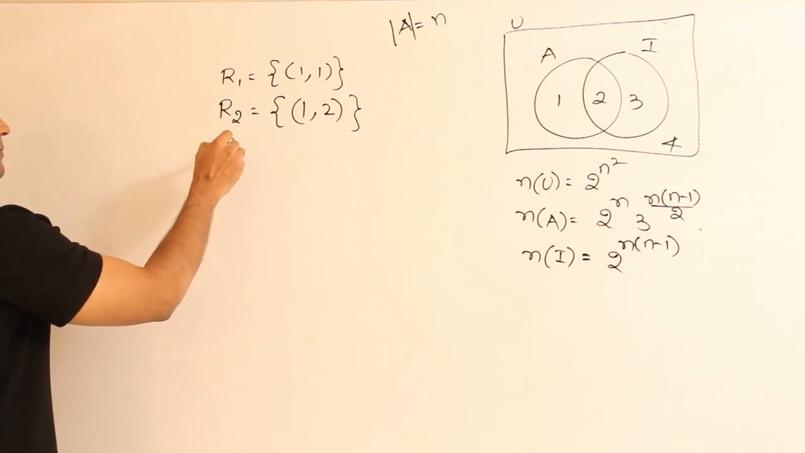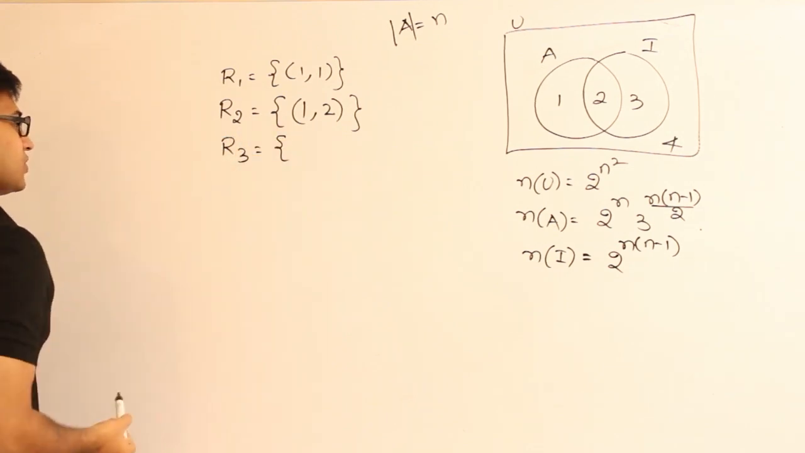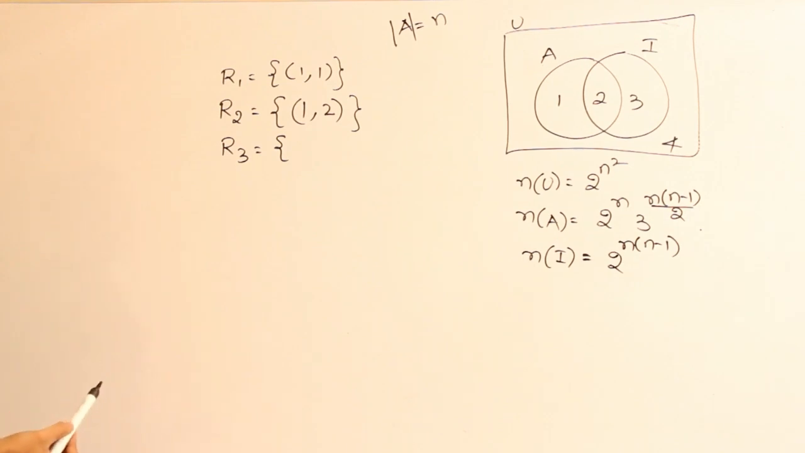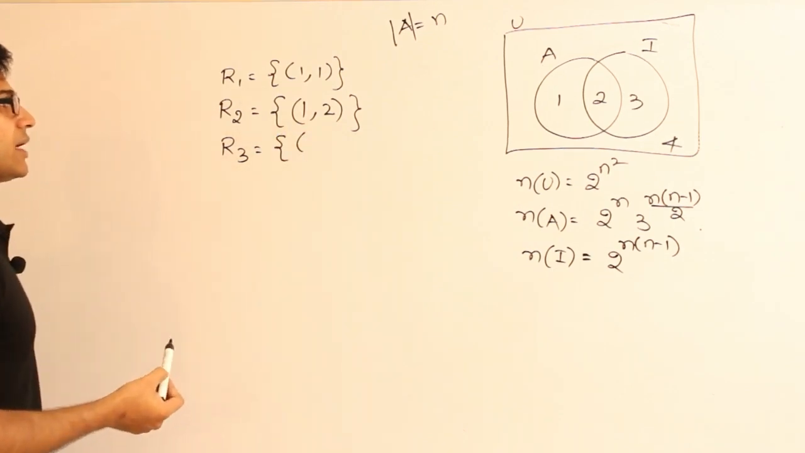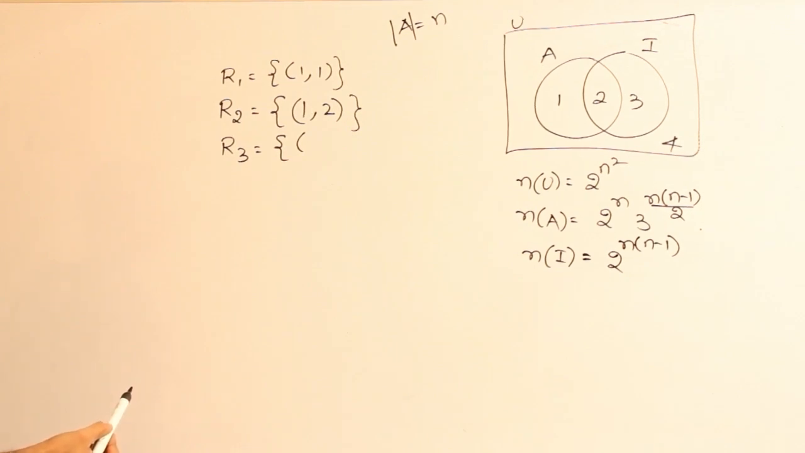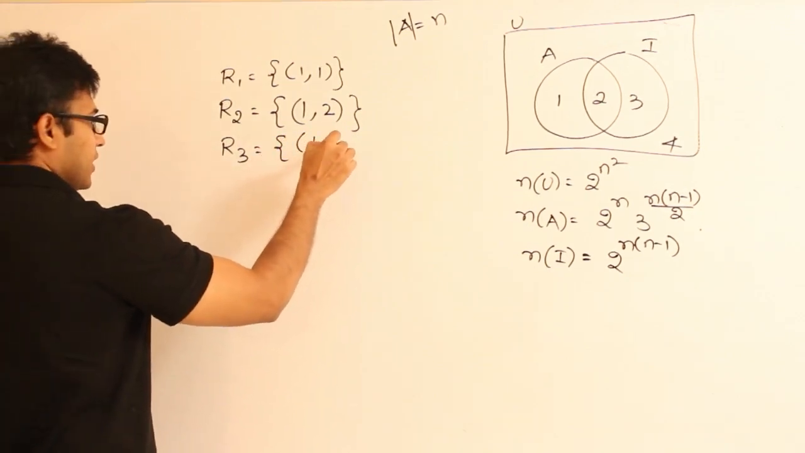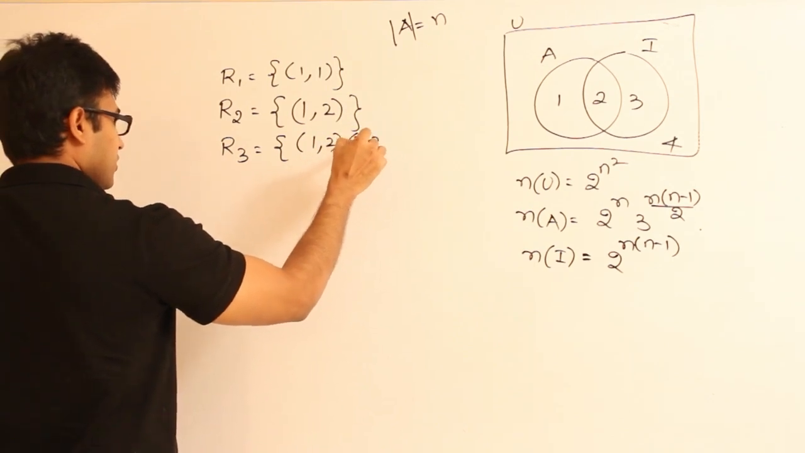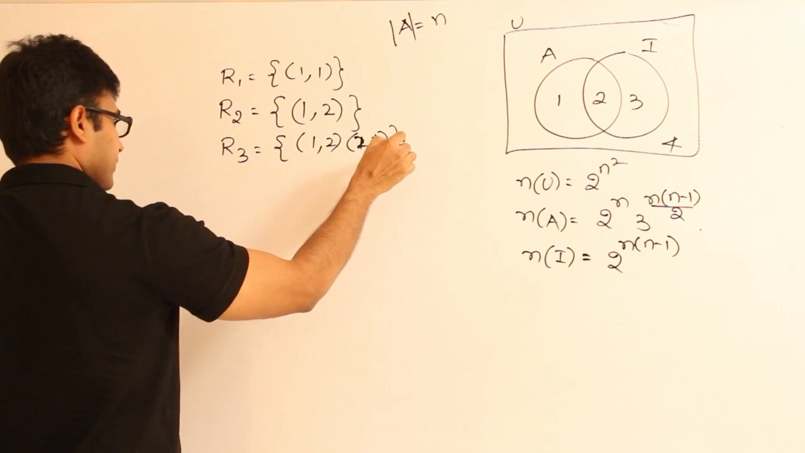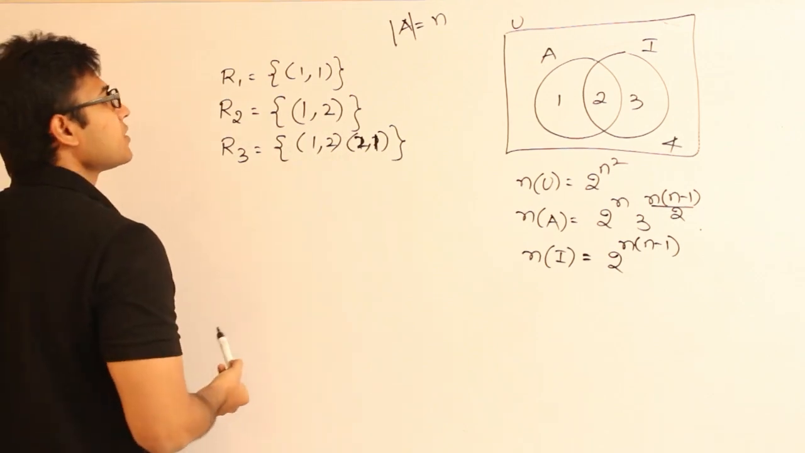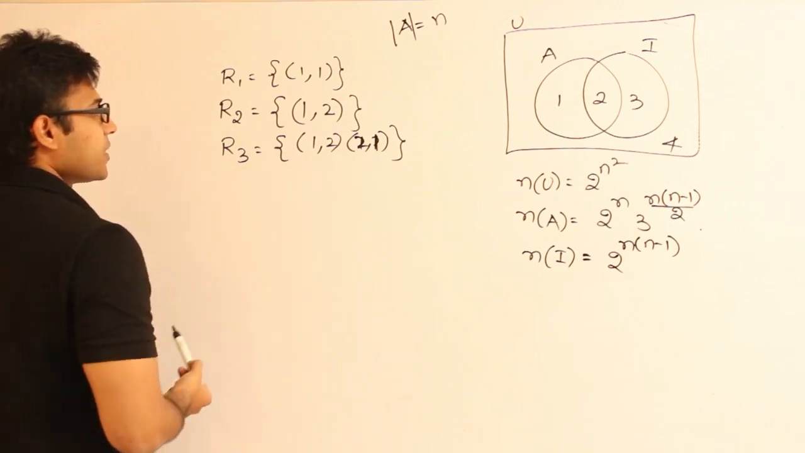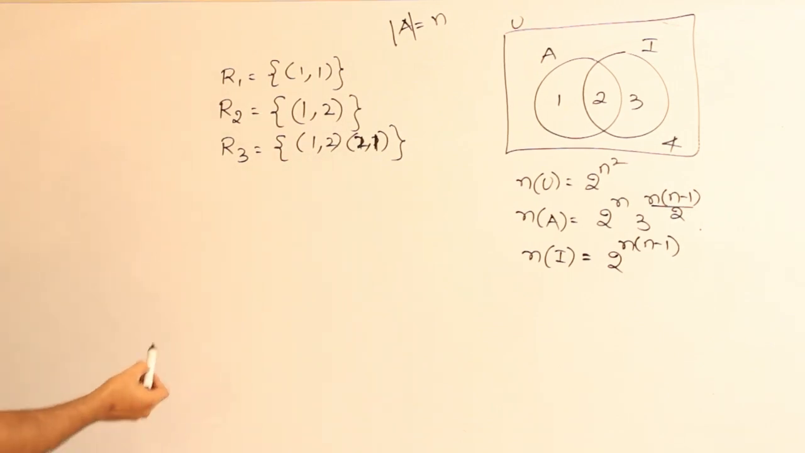Now what about region 3? I want to find the relations which are irreflexive but not anti-symmetric. So what are the relations which are irreflexive but not anti-symmetric? It has to be irreflexive but not anti-symmetric. I can write a symmetric pair here, 1 comma 2 and 2 comma 1. It is definitely irreflexive because it does not contain any diagonal elements, and it is not anti-symmetric because it has the symmetric pair 1 comma 2 and 2 comma 1.